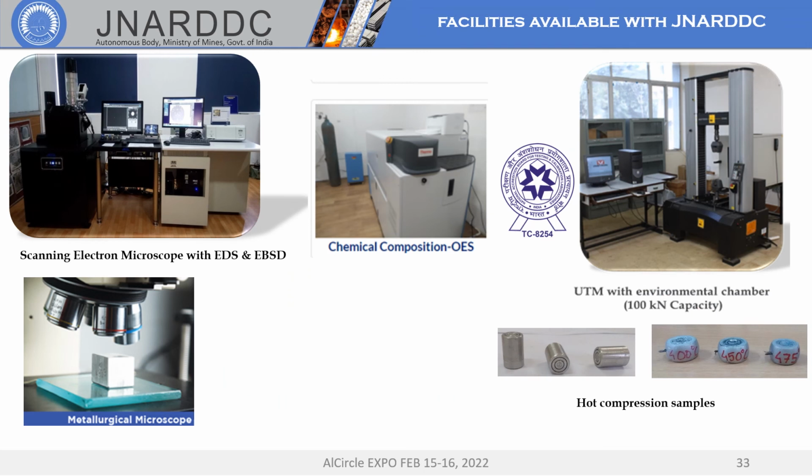Also, among the facilities available at JNARDDC is a scanning electron microscope. It is extensively used for characterization of billets, the amount of precipitates and their other characteristics, and also a metallurgical microscope. Chemical composition by a high-end optical emission spectrometer can also be used, and a universal testing machine is extensively used for generating the flow stress data for different aluminum alloys, and some of these facilities are NABL accredited.